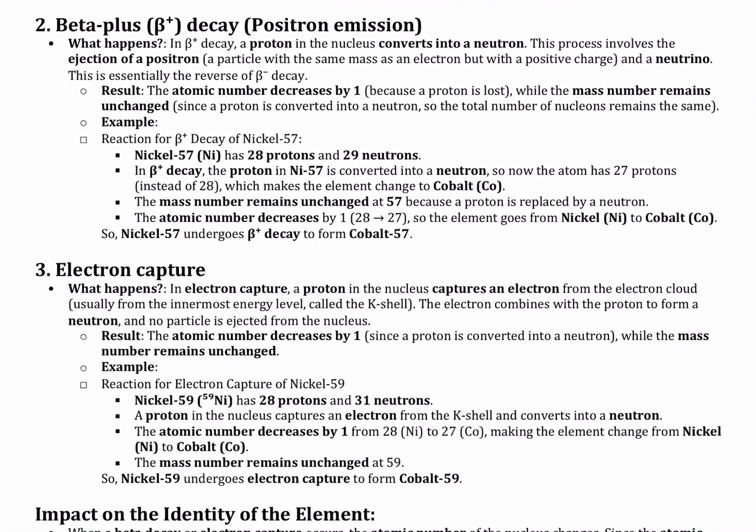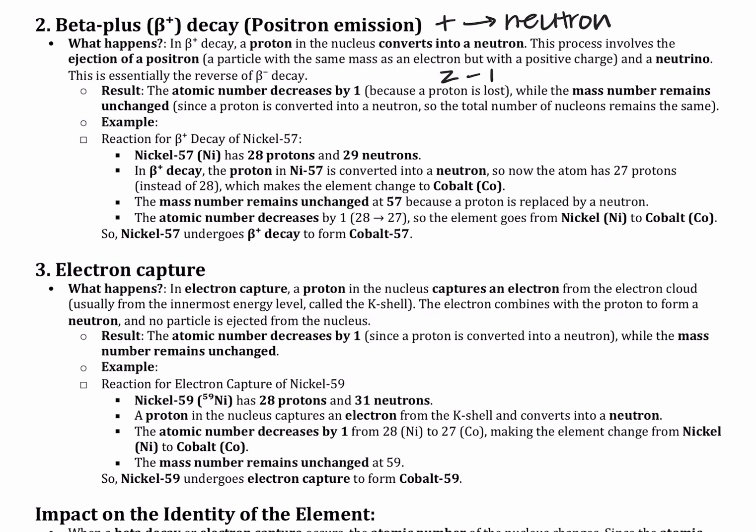Next, we have beta plus decay. The beta plus decay is when a proton converts into a neutron. So a proton, in this case, becomes a neutron. When we lost that proton, that means the atomic number would decrease by 1. Why is that? Because of the fact that we've lost a specific proton. That proton decided, I don't want to be a proton anymore, now I want to be a neutron, so we've lost it. The mass number remains unchanged.